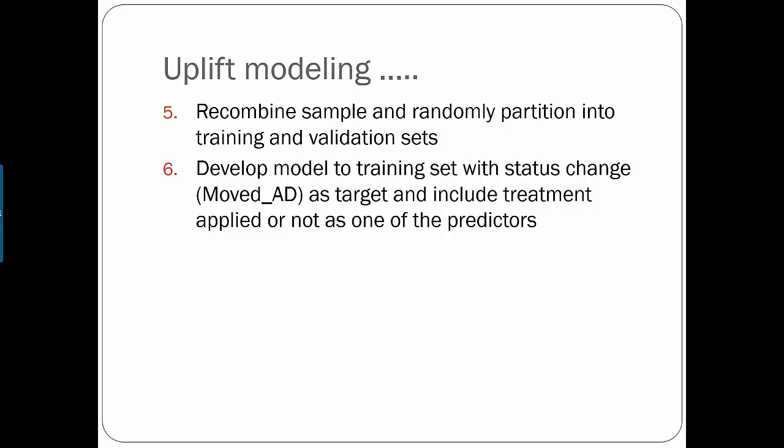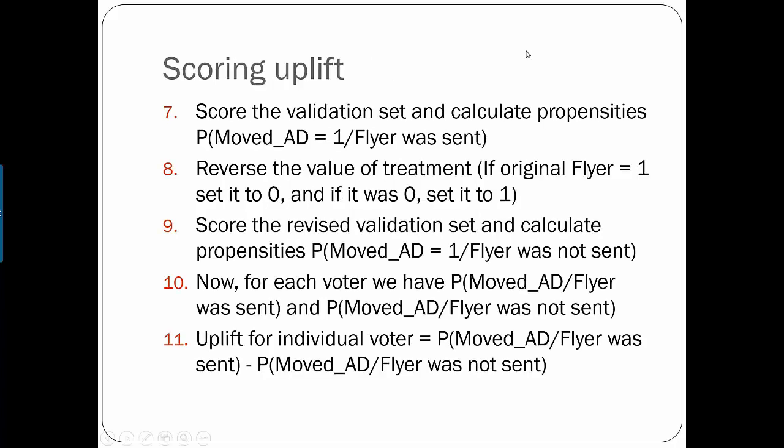So you develop a model, then score the validation set with the model that you've developed and calculate propensity, so probability of moved AD equal to 1 given flyer was sent. Now you have propensity for all the observations, right? Propensity means the probability of whether moved AD equals 1 or not.